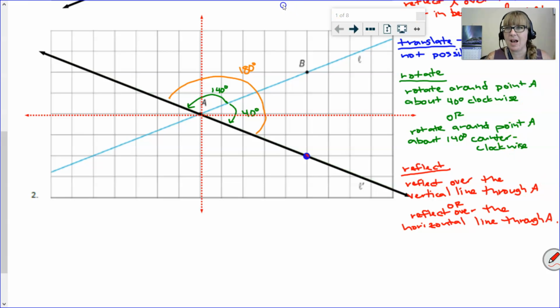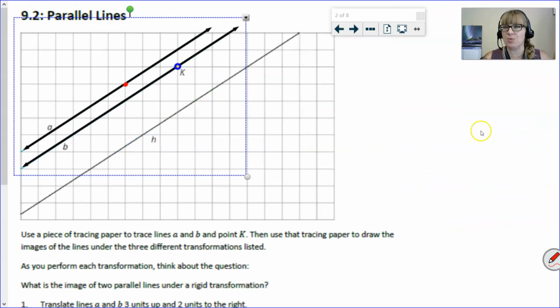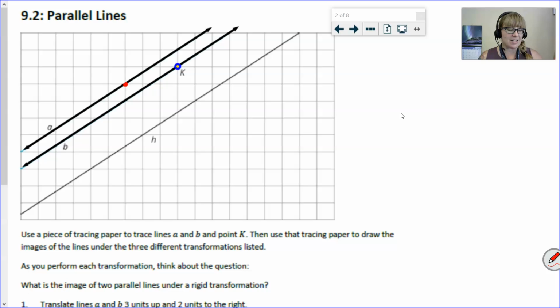Okay, now that's kind of our warm-up to really get our brains thinking. Now, what we're going to be doing is doing some transformations with a set of parallel lines. So as we continue on, I want you to, again, trace this onto some tracing paper or to some really thin paper. We have a set of parallel lines now. A is parallel to B, and we have point K, which is on line B.